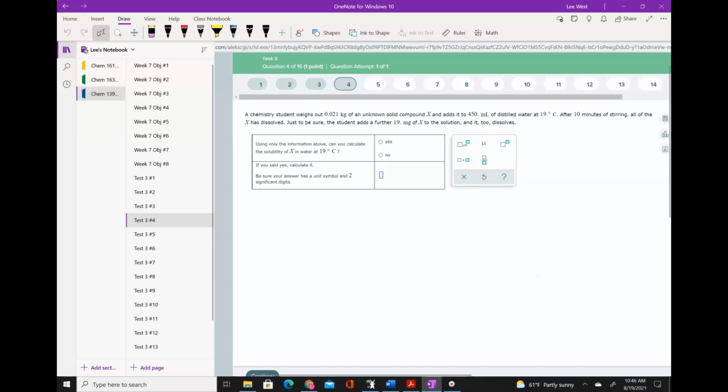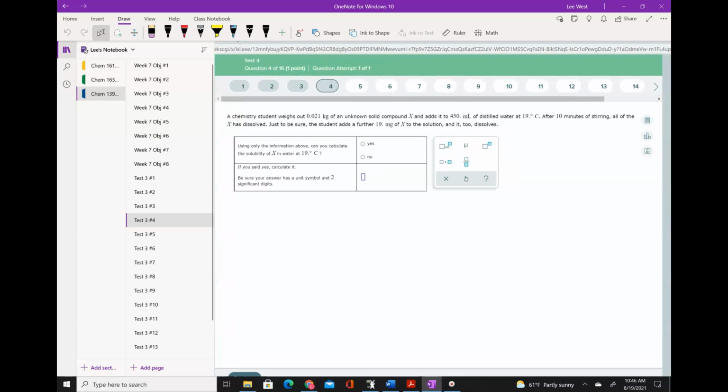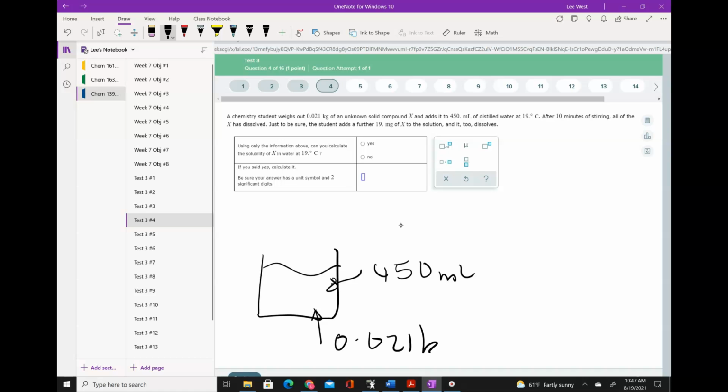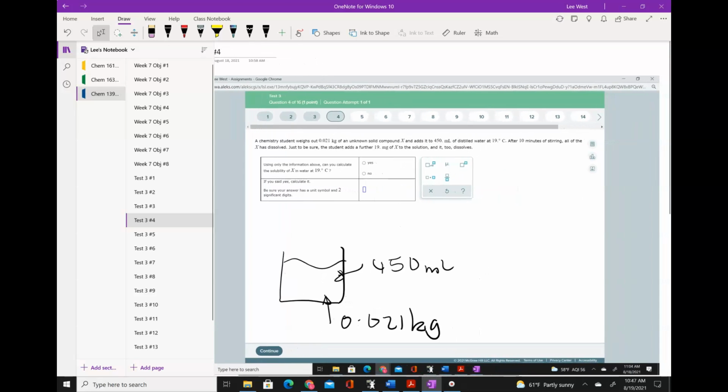All right, so a chemistry student weighs out 0.021 kilograms of an unknown solid compound X and adds it to 450 mL of distilled water at 19 degrees Celsius. And what happens? It all dissolves. So what that tells you is it is either perfectly saturated, like you got just the amount to get to the point where if you add any more, no more will dissolve, no more can dissolve, or alternatively it is what we call unsaturated. So then what they do is they add a little more, right?